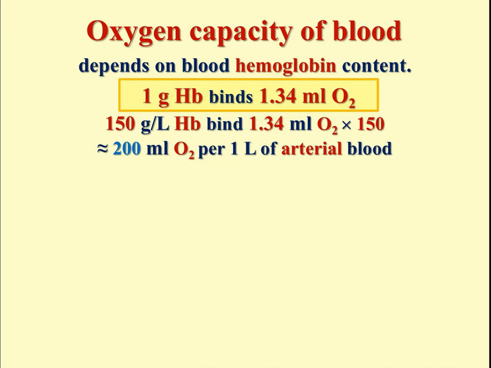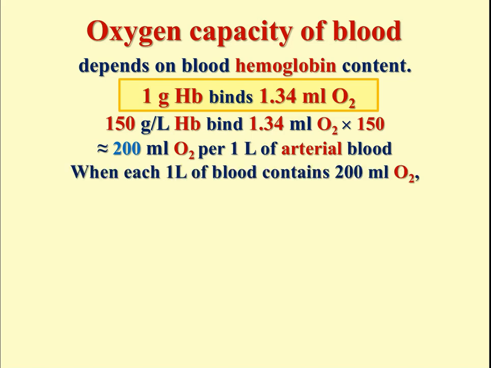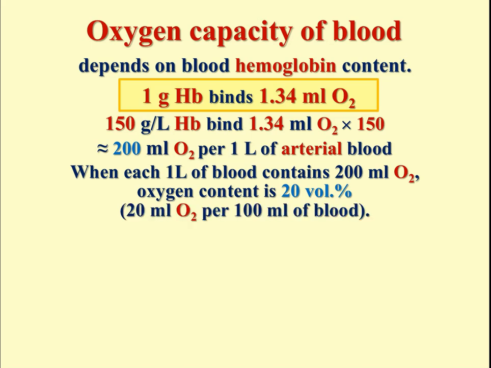We have correspondingly not 200 milliliters of oxygen, but 20 milliliters. And so it makes 20 volume percent. Volume percent means milliliters in milliliters, because simply percent is grams in 100 milliliters. So 20 milliliters of oxygen per 100 milliliters of blood. So actually it's a big amount. You see, arterial blood in each 100 milliliters carries 20 milliliters of oxygen as a result of binding by hemoglobin.